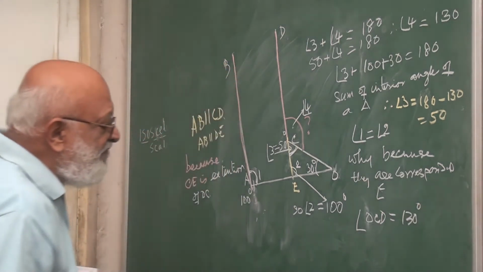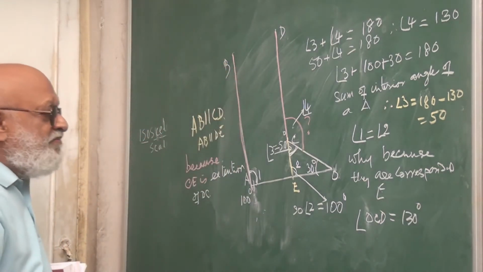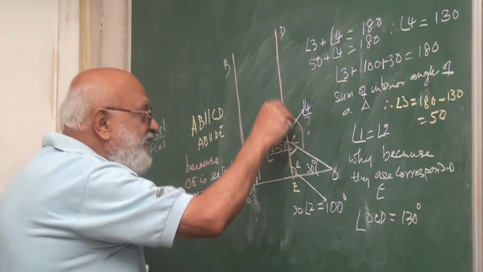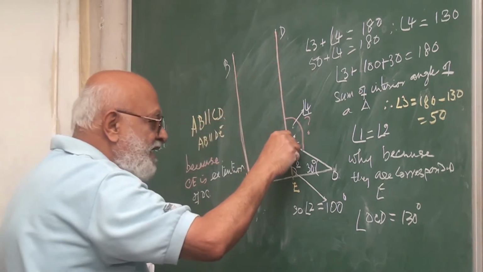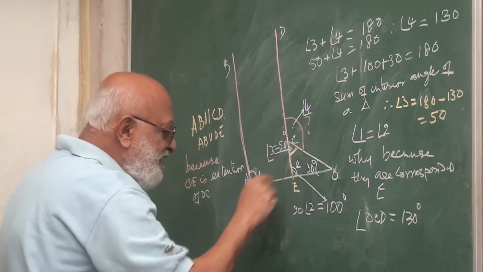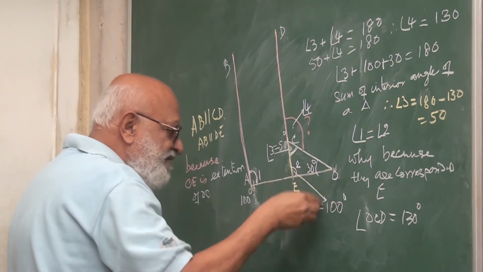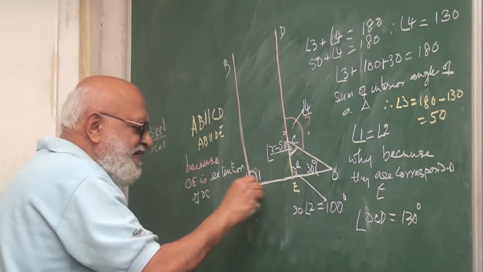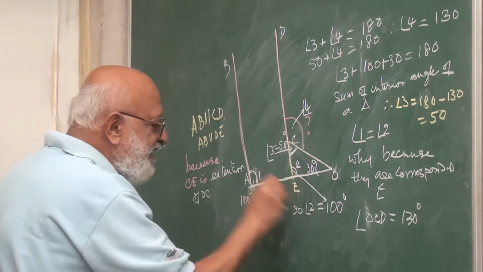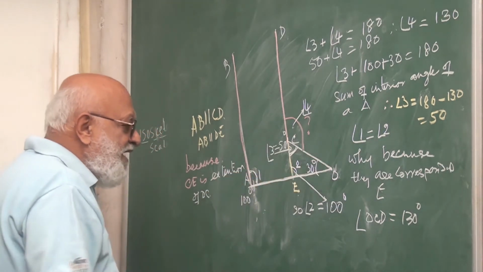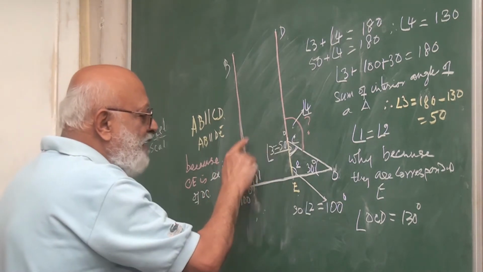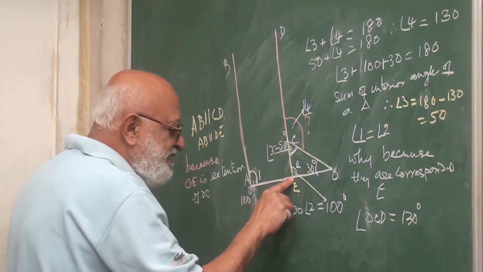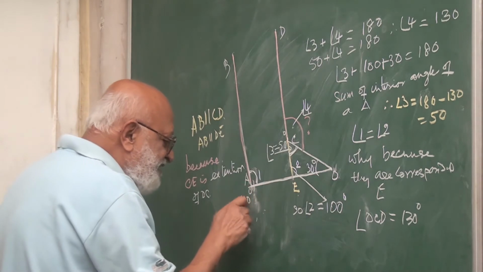So all I have done to solve this problem is that I have extended this line to intersect this transversal. I have to extend it as long as it intersects the transversal. It did so at E. Okay, so these two are parallel lines. This is intersecting. And this is given.